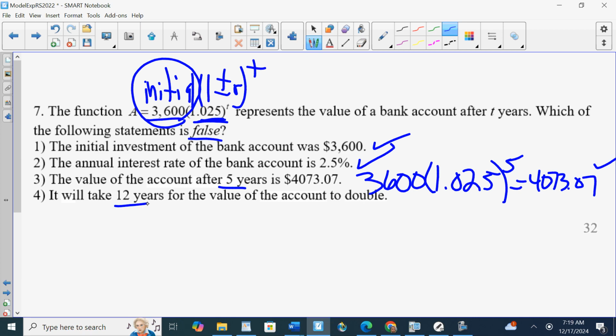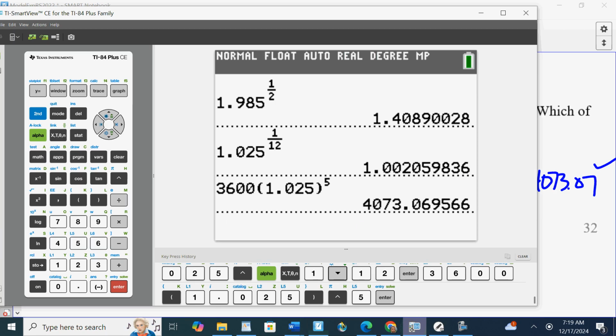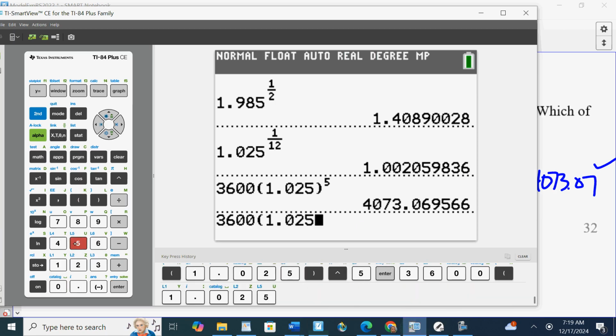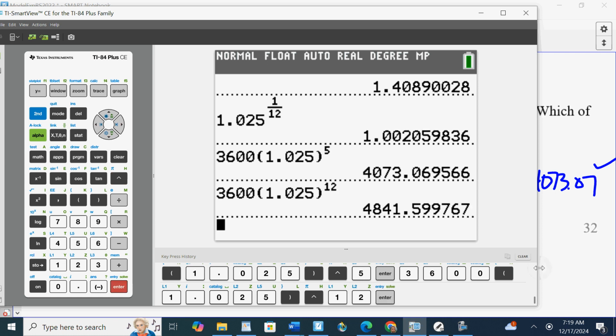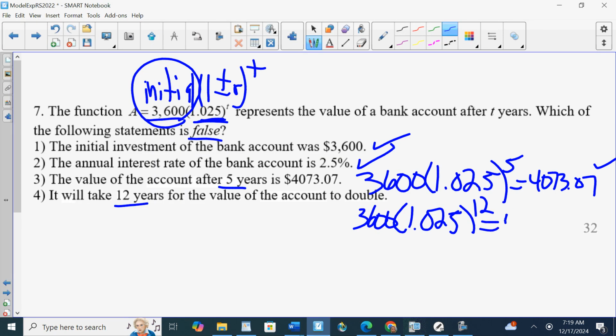Well, let's substitute 12 in. Let's go 3,600 times 1.025 to the power of 12. 4841. Did it double? Well, if I'm starting with 3,600, doubling would be 7,200. Not even close. Not correct.